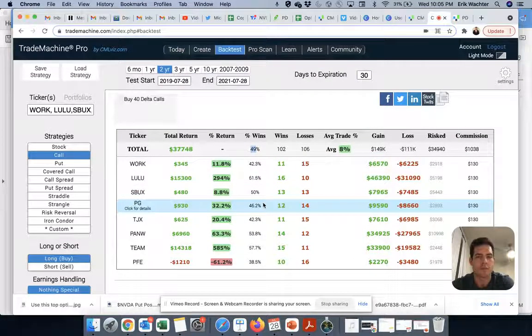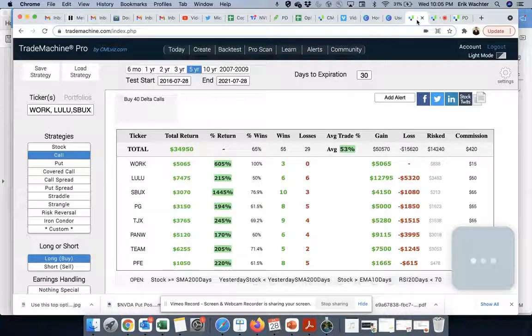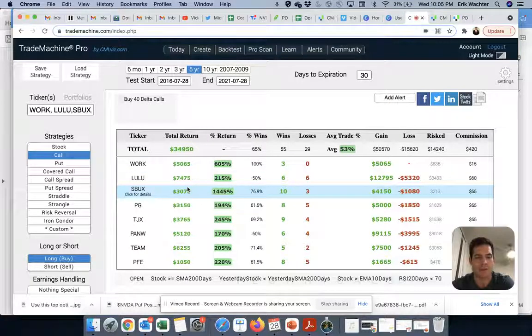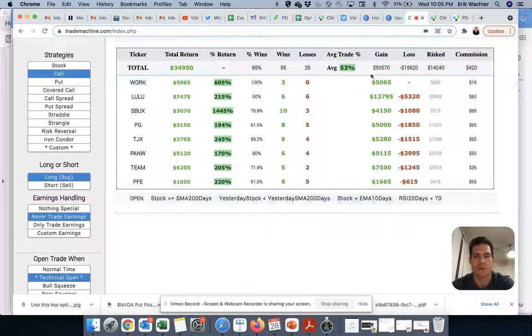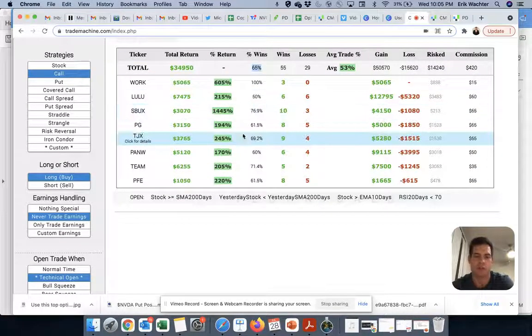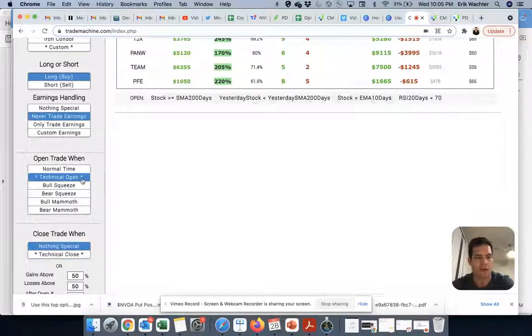So let me show you the technicals. Here's back to our experimental one with the great results. Win percentage 65% versus the other one, which was like 49. So here's the technical open.